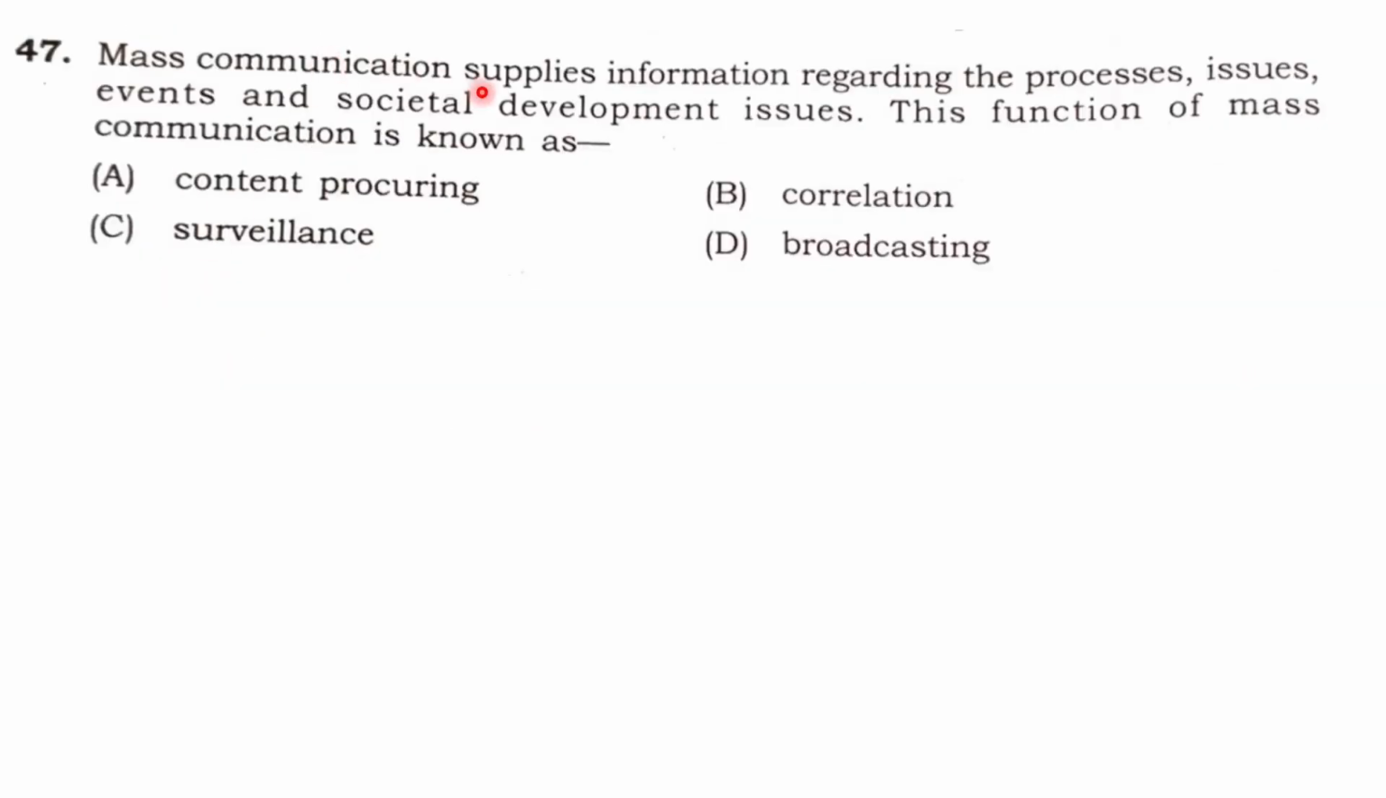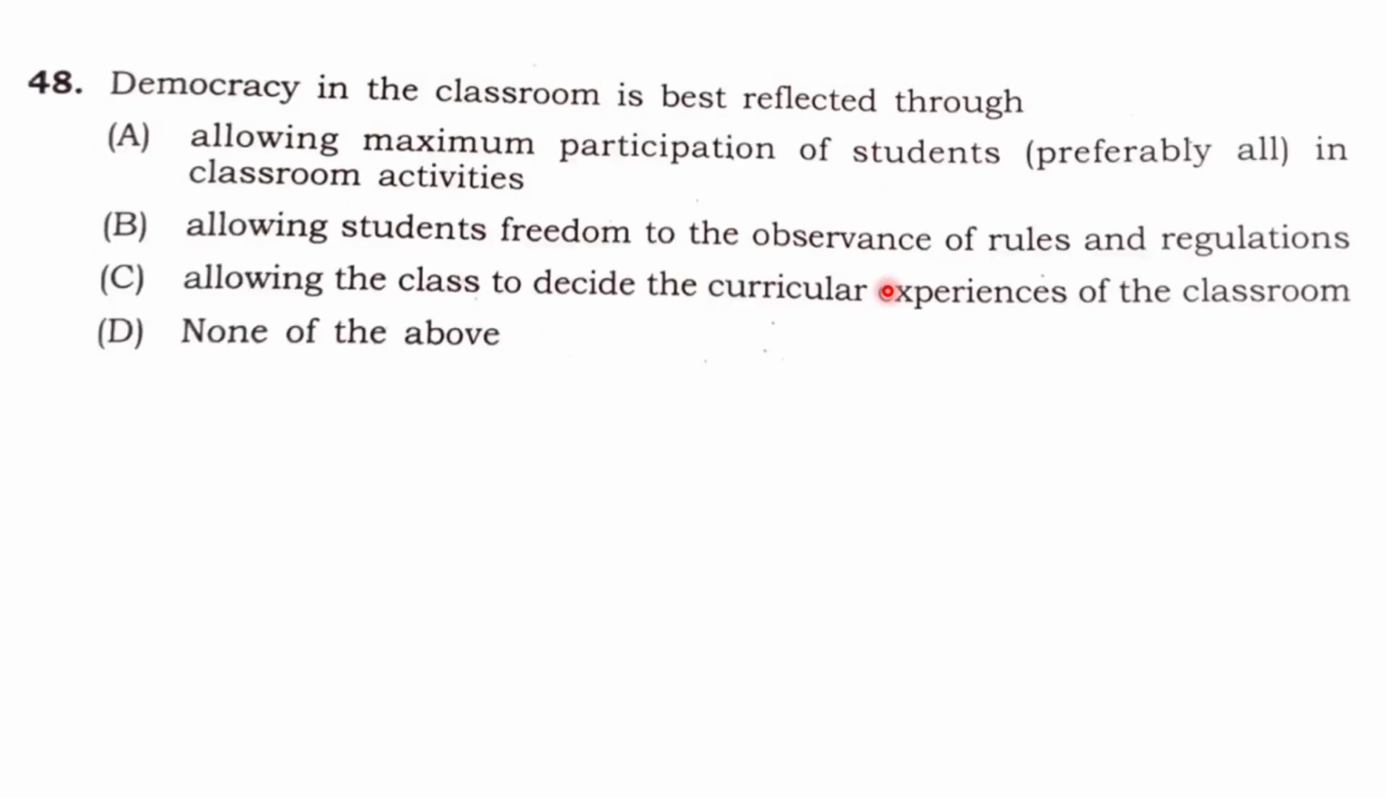Mass communication supplies information regarding the processes, issues, events and societal development issues. So this information process, all the steps involved, thus the function of mass communication, is known as broadcasting. The answer should be broadcasting because it also helps in societal development issues and supplies information regarding all the issues, events and everything. So it should be broadcasting, not surveillance, content procuring or correlation. The answer should be broadcasting.